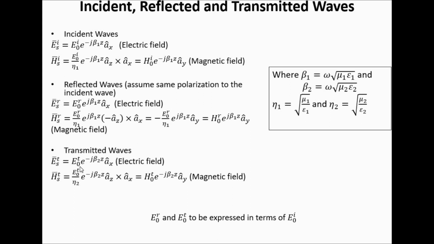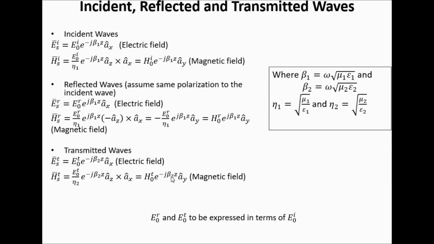The transmitted wave is this magnitude propagating in the positive z direction and polarized in the same way as the incident wave. The transmitted magnetic field varies in the same way as the incident wave. The only difference for the transmitted wave, you see, is that we use the suffix t, and there is another thing to be careful about.